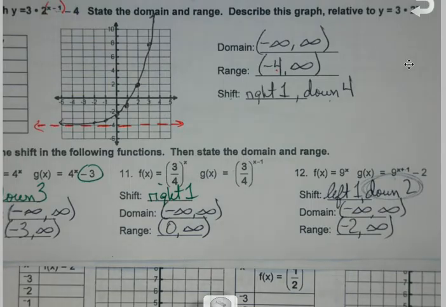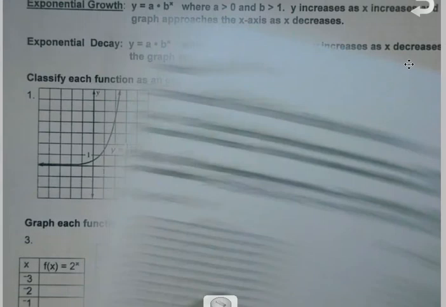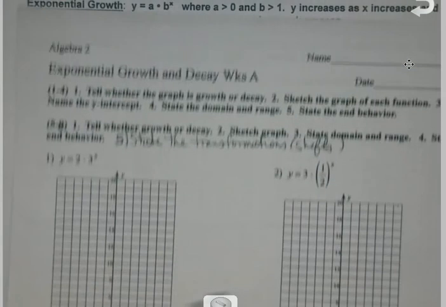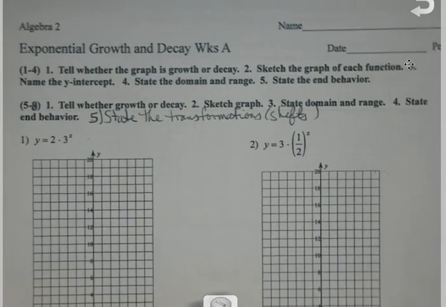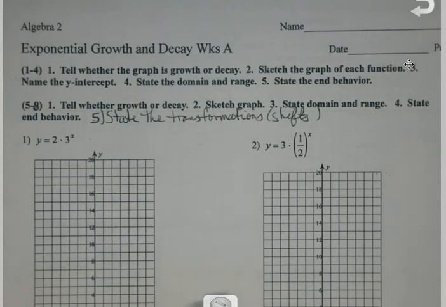we've got a worksheet to go with this part. So here's how we're going to do this. Make sure I switch these over so we can be on the same page here. Okay. So the one you got today, exponential growth and decay, notice the directions are different depending on which part you're doing. For 1 through 4, you're going to figure out if it's growth or decay. You're going to sketch the graph. You're going to say the y-intercept. You're going to do the domain and range. We're going to do the end behavior.